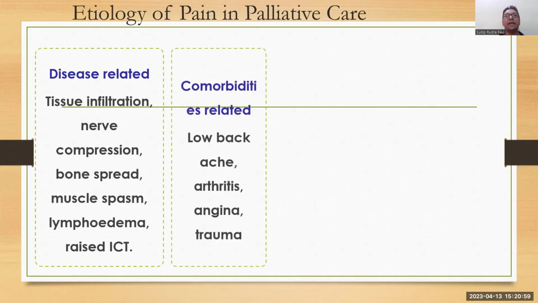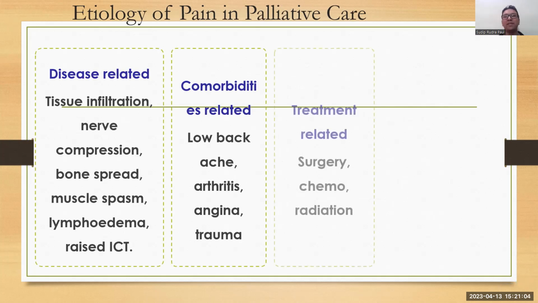If we look at the etiology of pain, it can be disease related, comorbidity related, or treatment related. Disease related includes tissue infiltration, nerve damage, nerve compression, sometimes muscle spasm, and raised ICT. Comorbidity related is when the patient has low backache, arthritis, angina, or some kind of earlier trauma, and because of that the patient may have pain.